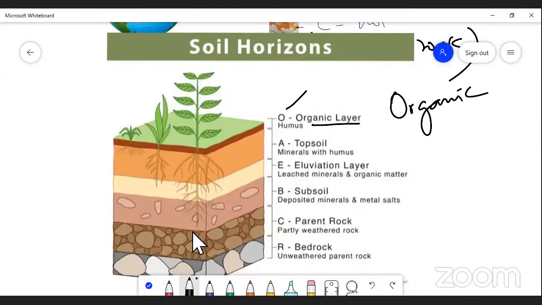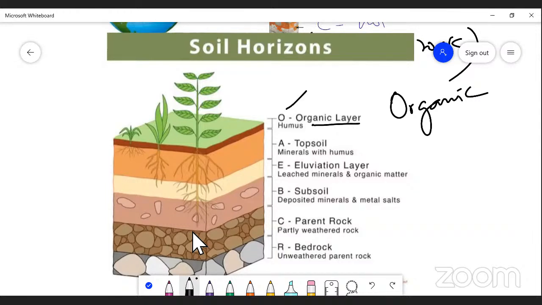The O horizon is nothing but the O layer that consists of freshly fallen leaves. When the leaves fall on the surface of the earth, you can see the freshly fallen leaves. In addition to that, you find some branches, some fruits, some flowers. So all the parts of a plant fall on the surface layer, right? So that is called the organic layer.